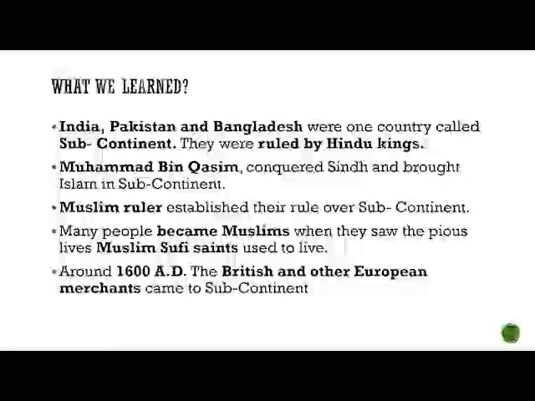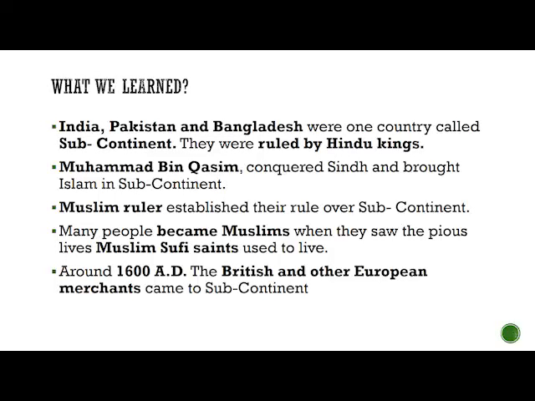So what did we learn today? We learned India, Pakistan and Bangladesh were one country called the subcontinent and it was ruled by Hindu kings initially. Then Muhammad bin Qasim conquered Sindh and brought Islam to the subcontinent. Who brought Islam to the subcontinent? Muhammad bin Qasim. Then, gradually, Muslim rulers established their rule over the subcontinent.